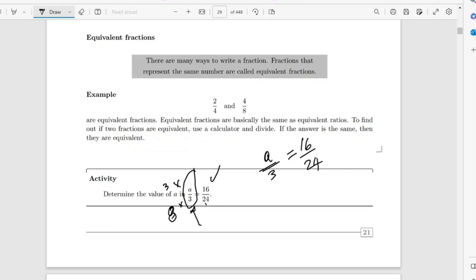So you're going to have 8a divided by 3 multiplied by 8, which is 24, which is equal to 16 over 24. Okay, once you've got this case, if the denominator on your left-hand side is the same as the denominator of your right-hand side, you can drop your denominators and simplify. So here you are going to have 8a is equal to 16. You are allowed to do that, okay? The denominators are the same on the left-hand side and the right-hand side.